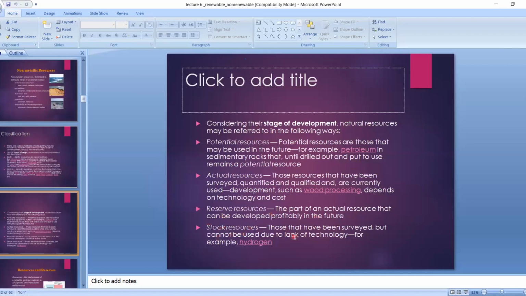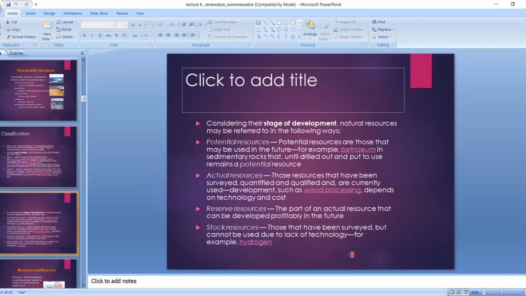Similarly, stock resources are those that have been surveyed, but right now you do not have the right technology to take it out. For example, hydrogen. So you call them stock. In the future, when you have invented some technology to extract those resources, you can utilize those resources, and then the stock resources will become reserve resources. I hope you got the point.